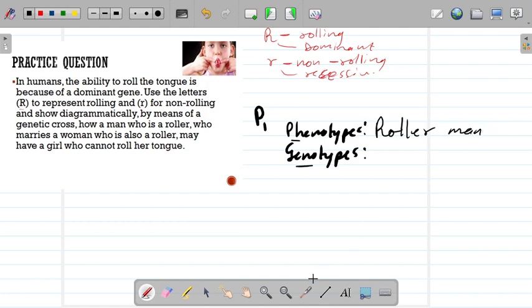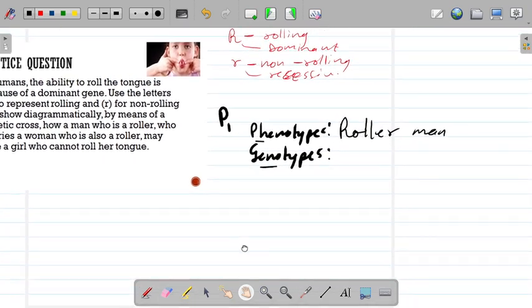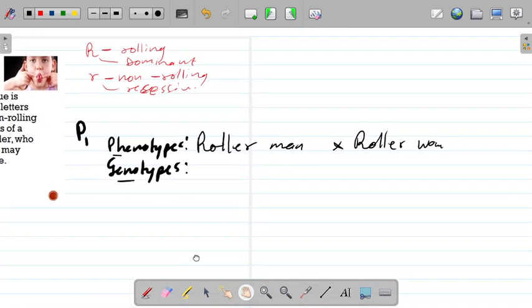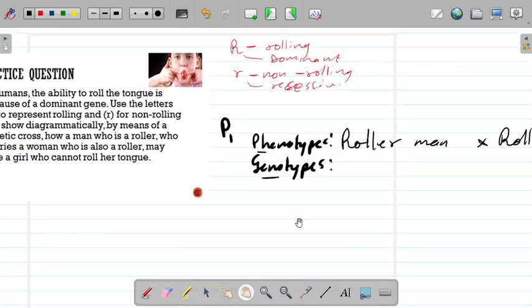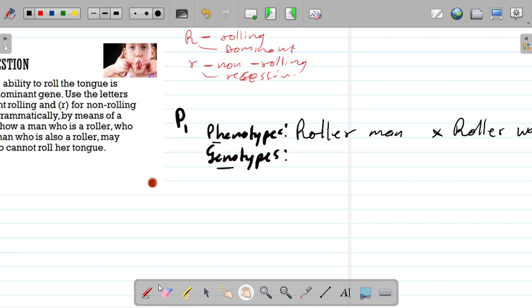The man is a tongue roller who marries a woman who is also a roller. Marries a roller. This is woman. These are the phenotypes. A woman is a roller, the man is a roller. Now they are telling you they may have a girl who cannot roll.